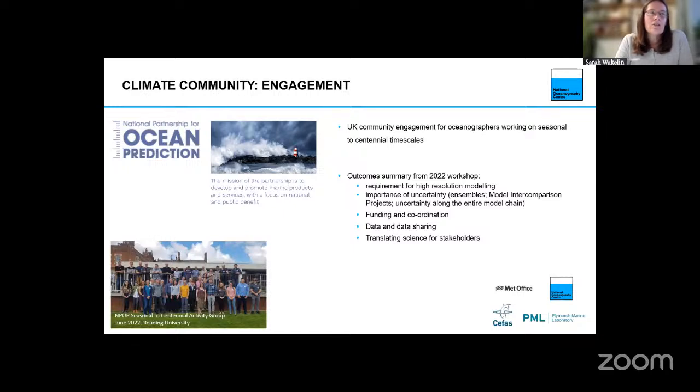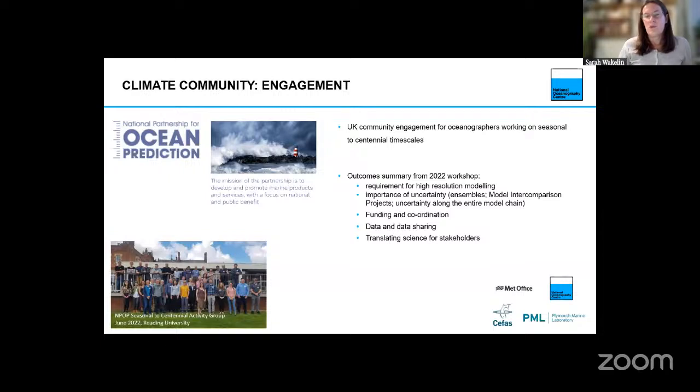And as a sort of test of the opinion of the community of people working on this, there was a general agreement that there was a requirement for high resolution modelling of climate change and to look more at the sort of uncertainty, so really building into ensembles and model intercomparison projects and really addressing the idea of uncertainty along the model chain. You've not only got the uncertainty in your climate scenario, but how that is interpreted by the global circulation model and then by your downscaling models as well.